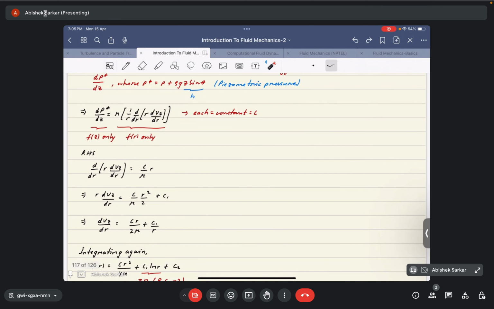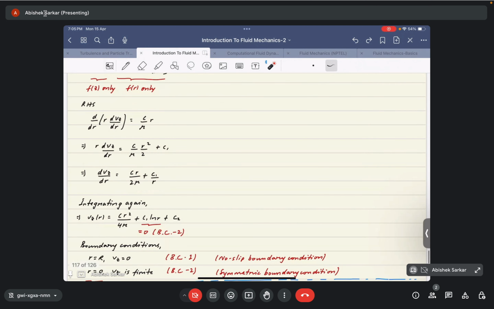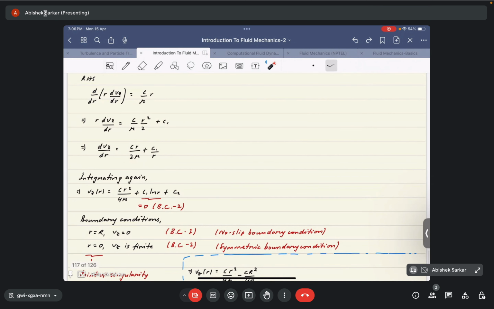Then we will have d by dr r dvz by dr equal to c by mu times r. Then r dvz by dr, if we integrate it once, will be equal to c by mu r square by 2 plus c1. Now if we divide by r, we are left with dvz by dr equal to c r by 2 mu plus c1 by r. If we integrate it again, we will have vz is equal to c r square by 4 mu plus c1 ln r plus c2.